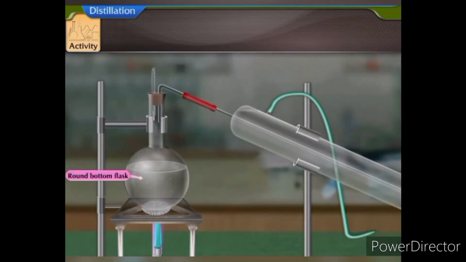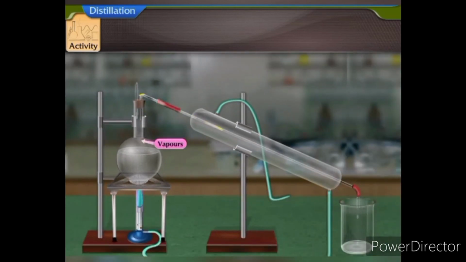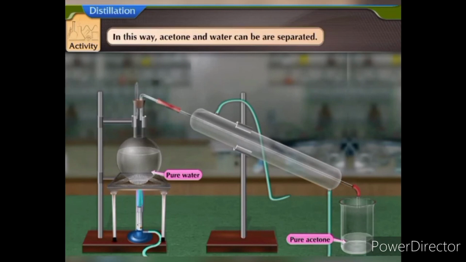When the round bottom flask is heated, acetone present in the solution vaporizes and reaches the upper part of the flask. This happens because the boiling point of acetone is 56 degrees Celsius, which is less than water, that is 100 degrees Celsius. The vapors of acetone pass through the condenser, get cooled, and collect in the beaker kept at the other end of the condenser. Water remains behind in the round bottom flask. In this way, both the liquids can be separated.